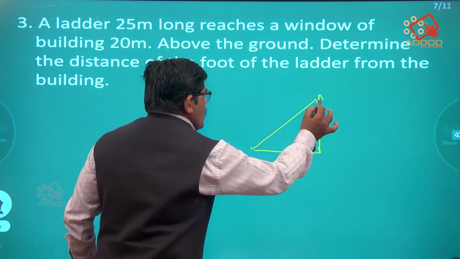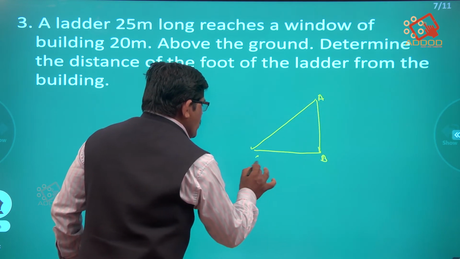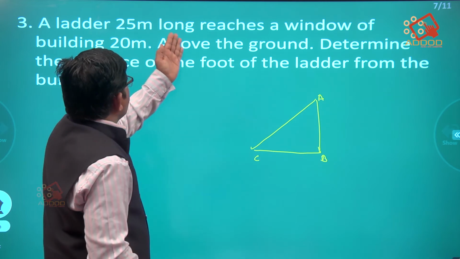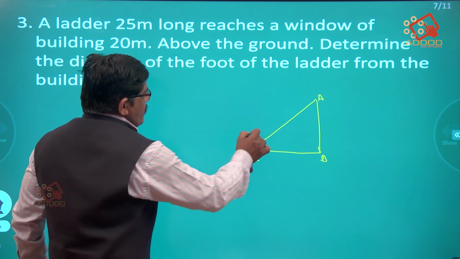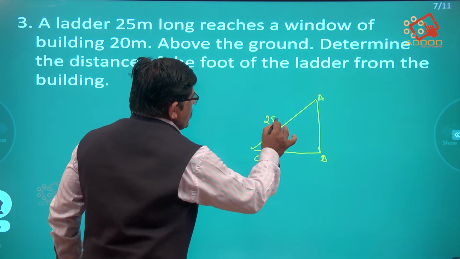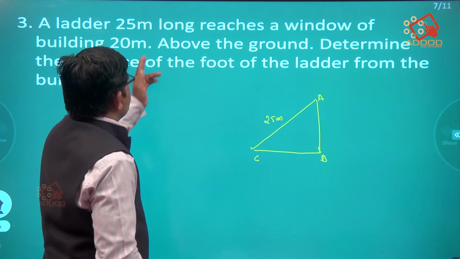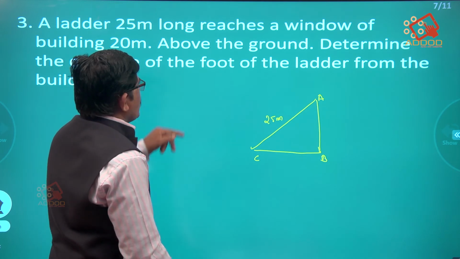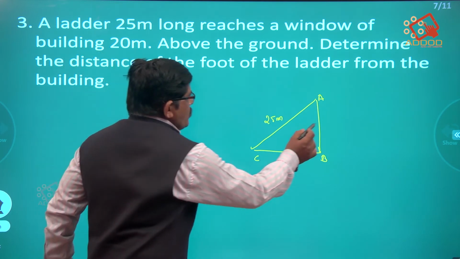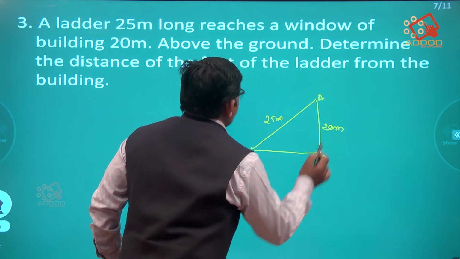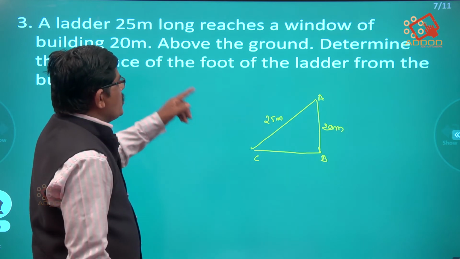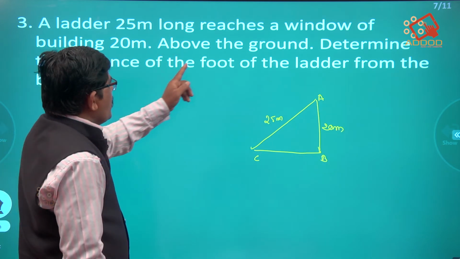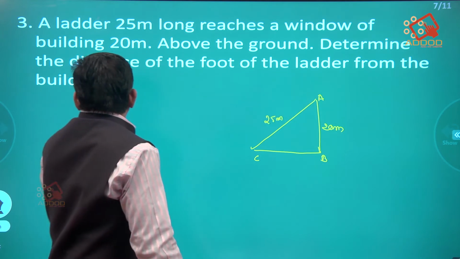It is A, it is B, it is C. Here a ladder is 25 meters long. It reaches the window of the building. The building height above the ground is given as 20 meters. Determine the distance of the foot of the ladder from the building.